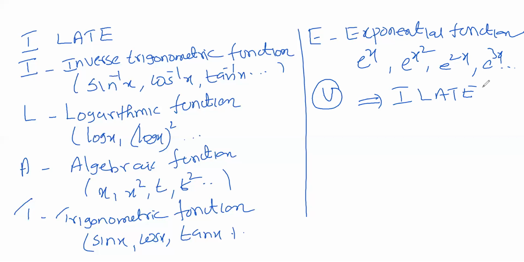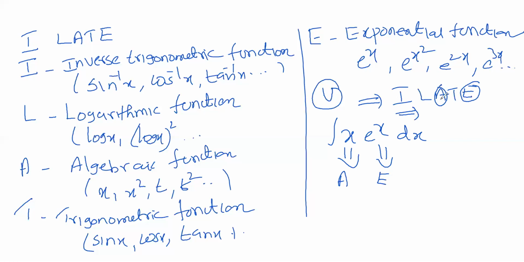For example, if you have the problem x e power x dx to integrate, x refers to an algebraic function and e power x refers to an exponential function. In this order, which comes first, A or E? A comes first, so the algebraic function comes first. So we are selecting u as x here.